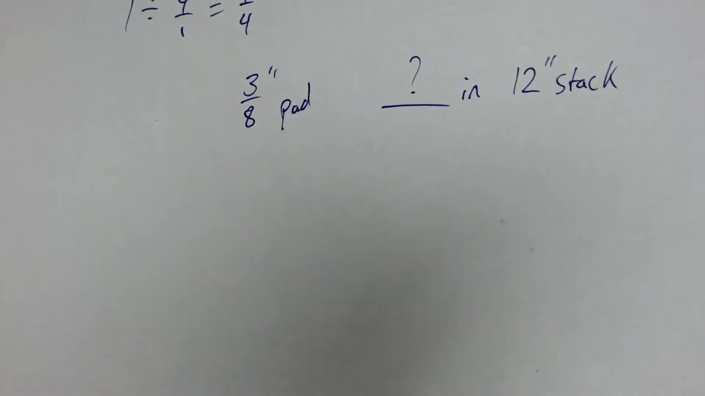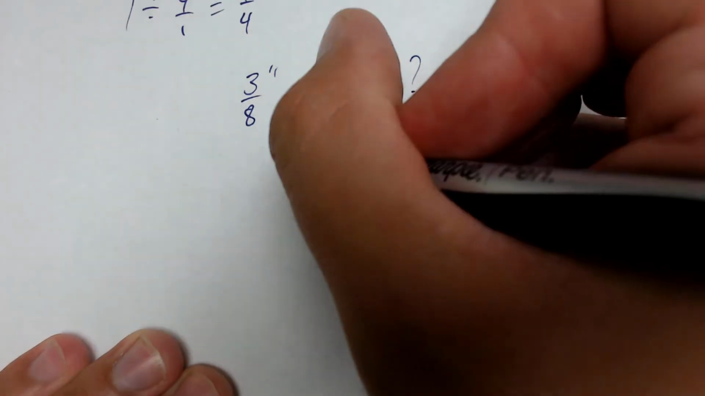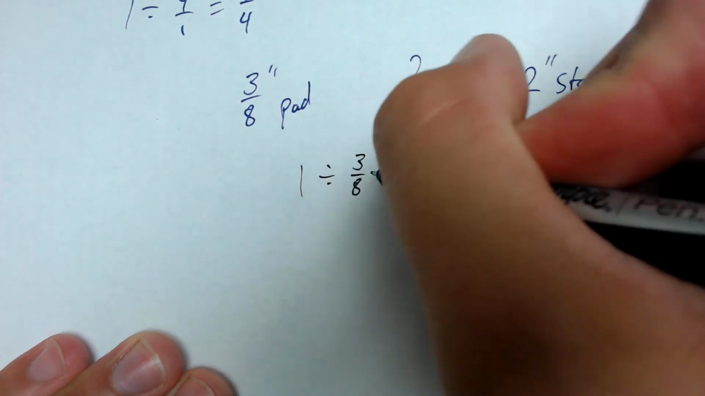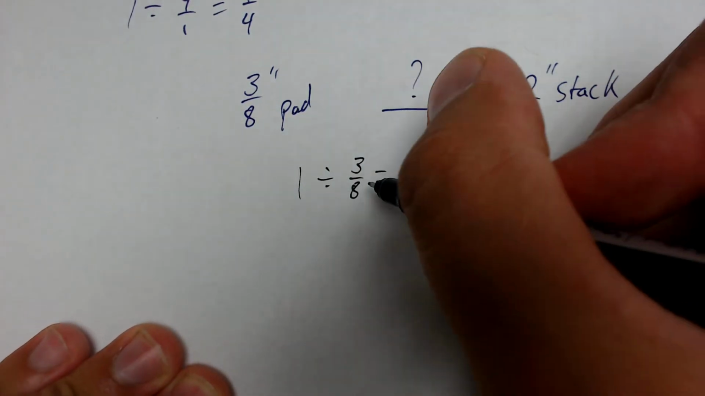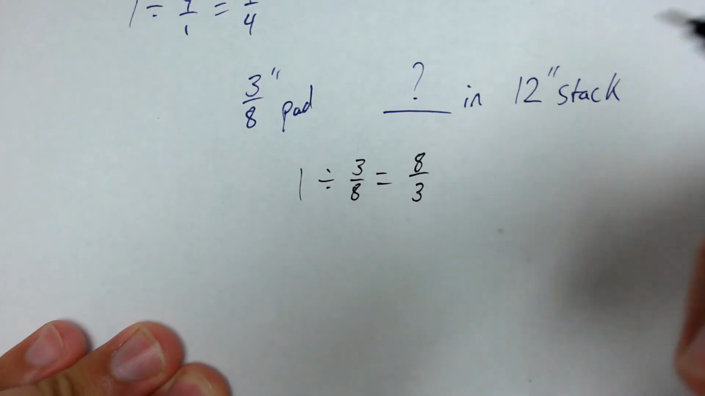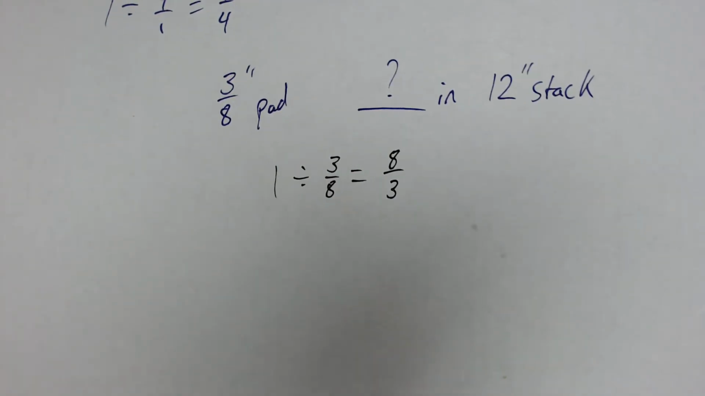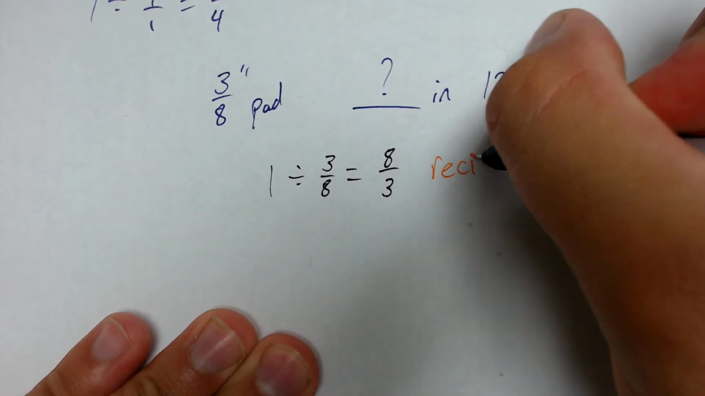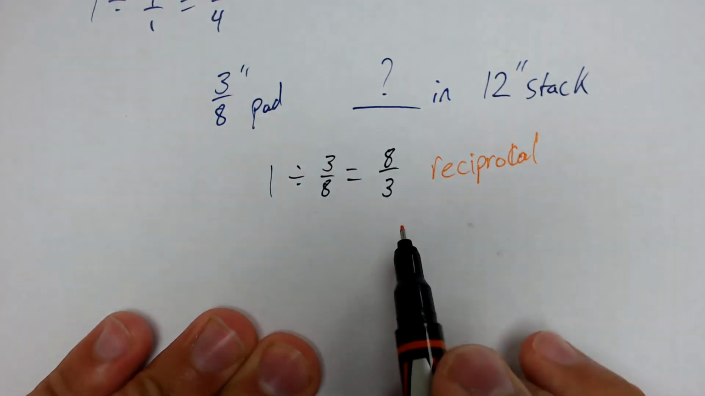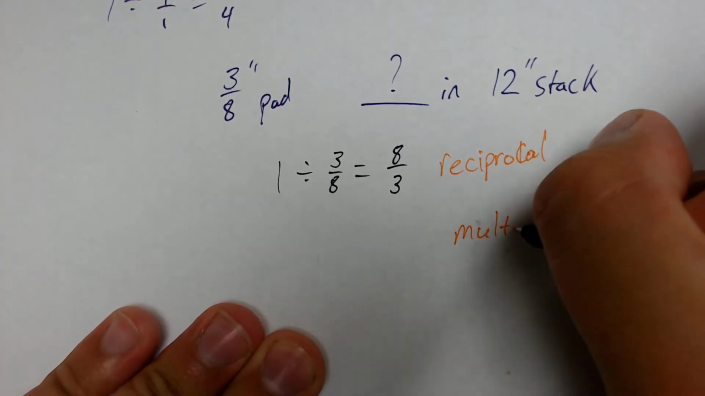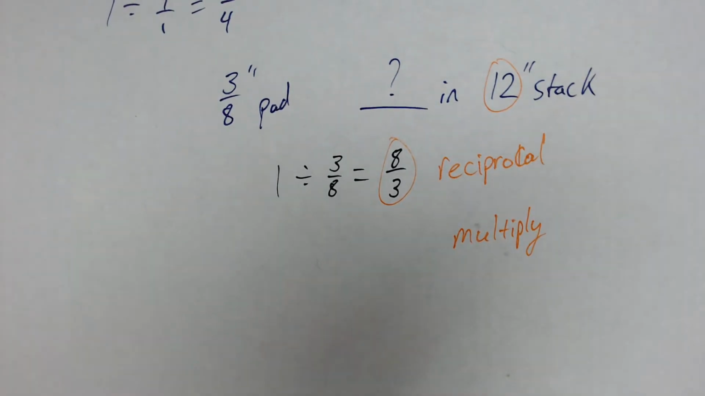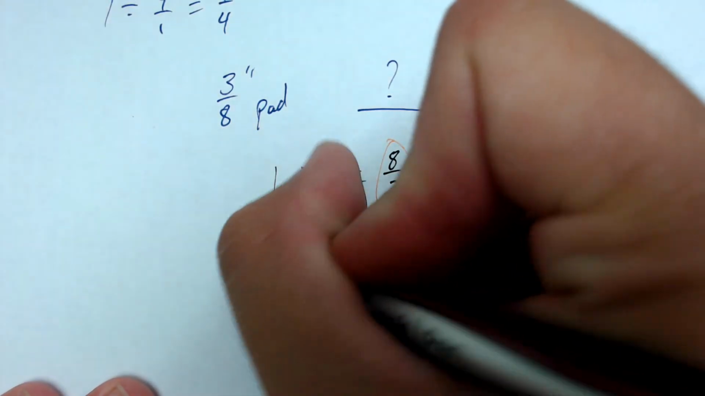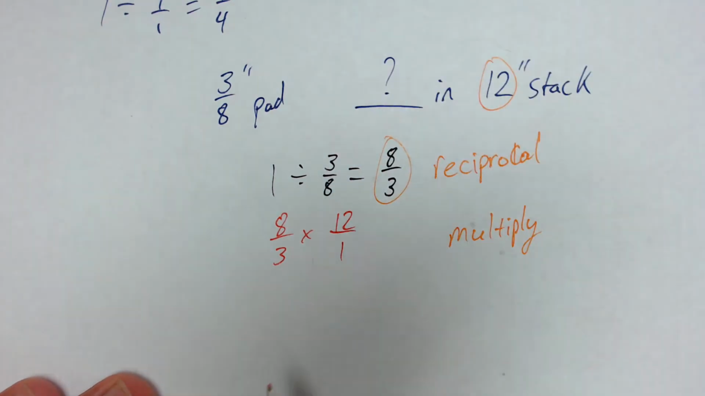So the first division problem we're going to put is, well, how many are in a 1-inch stack? So I'm going to take 1 inch divided by 3/8. And if you remember, our answer is always going to be our reciprocal. If we have 1 divided by a fraction, the answer will always be the reciprocal. So the reciprocal is 3/8 upside down, or 8/3. So there are 8/3 of these pads in a 1-inch stack. Once I have the reciprocal, step 1, reciprocal, I take that reciprocal and I go to step 2, which is multiply. So I'm going to take 8/3 and multiply it by 12. So I take 8/3 times 12, but I have to write that as a fraction, so I make it 12/1.